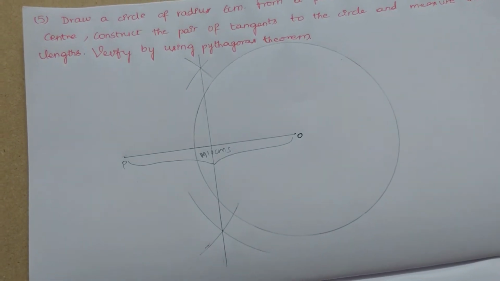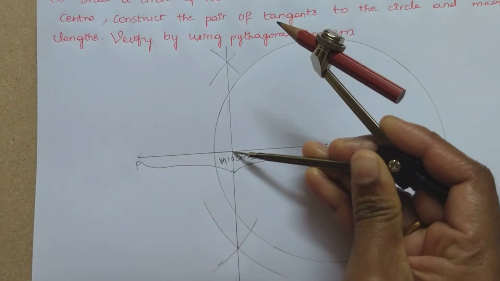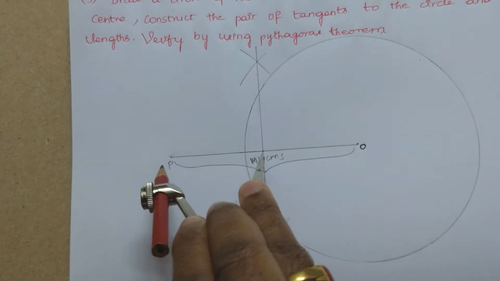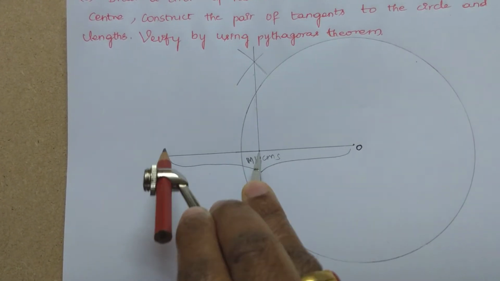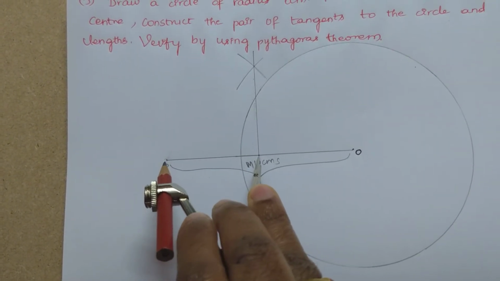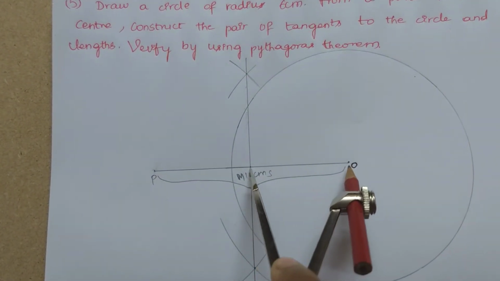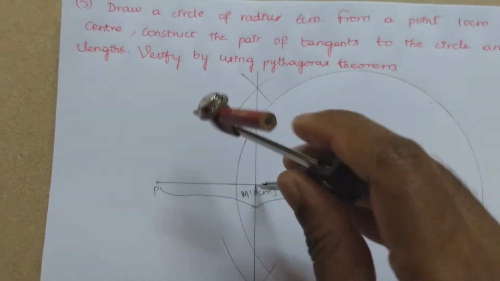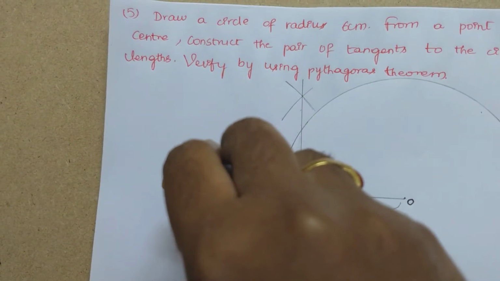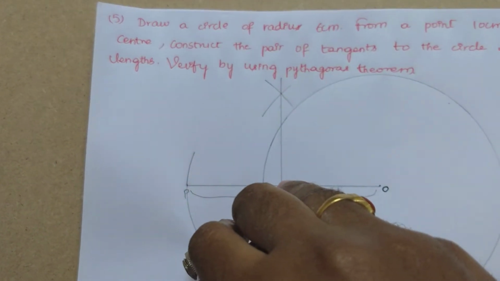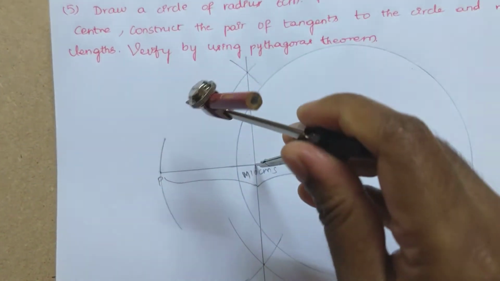After drawing the perpendicular bisector, what did we do? From the point M to P or M to O, it is the same, because this is the midpoint of P and O, right? So from M to P or M to O, it remains the same. You can see here, it's the same. So from the point M to P, just take the radius and draw a circle. Let's draw the circle now.